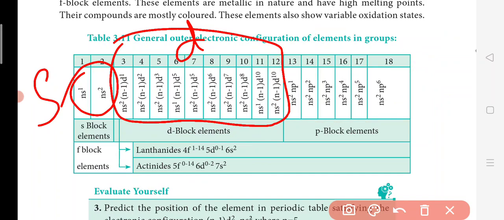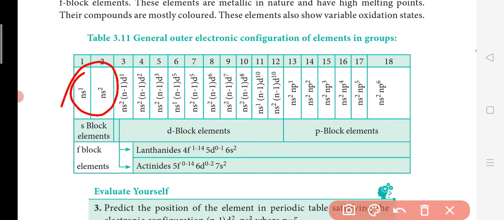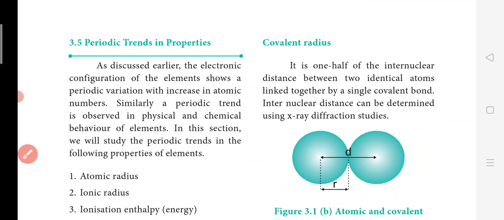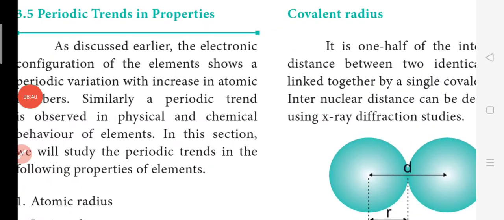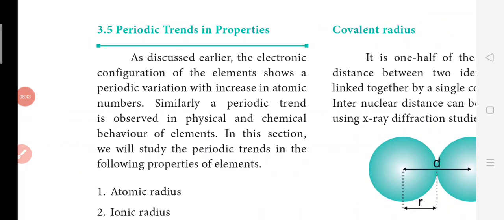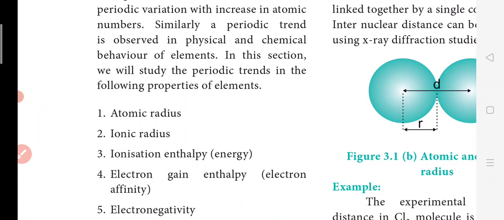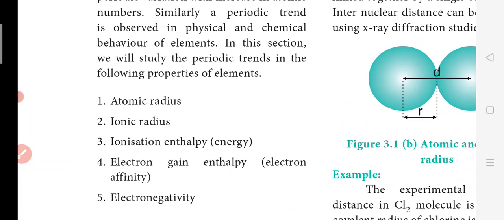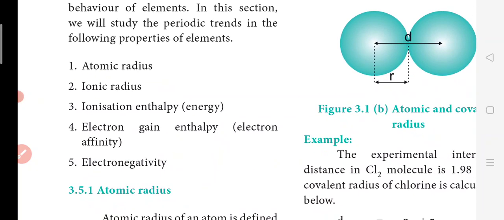We are writing the electronic configuration and identifying the groups also. Next we move on to the periodic trends. Periodic trends are nothing but how to calculate the covalent radius, ionic radius, atomic radius, ionization enthalpy, electron gain enthalpy and electronegativity. First we will see them one by one. Atomic radius means the radius of an atom. An atom is circular in shape. What would be the radius of that atom?